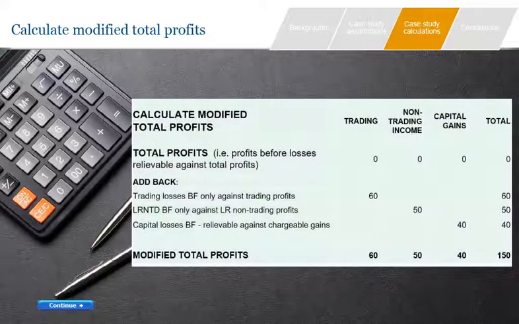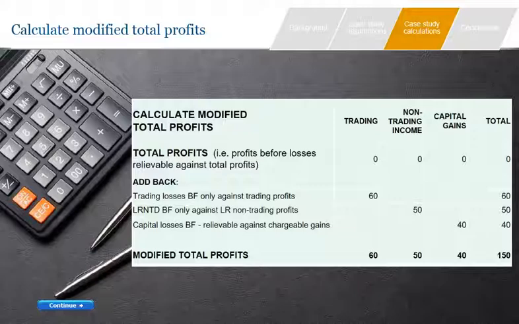The starting point is the calculation of modified total profits. This modification is required because we need a consistent and comprehensive measure of profits which takes account of all sources of profit for the year. The total profits figure calculated on the previous slide has already been reduced, however, by the loss reliefs that are deductible before arriving at total profits. Consequently, the total profits measure understates the true amount of profits that should be subject to the CILR.